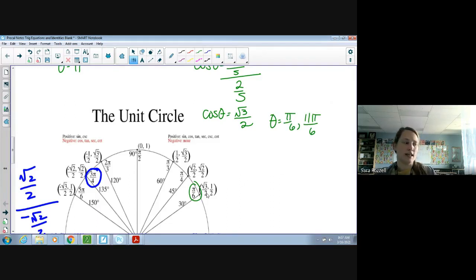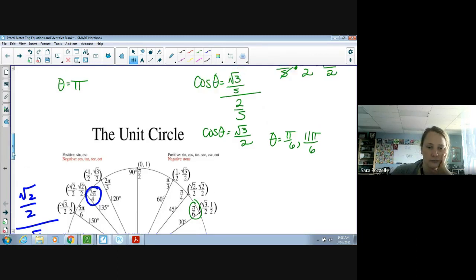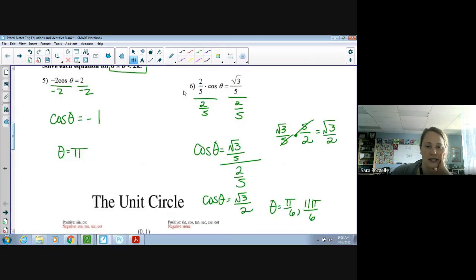The difference between this and your inverse trig functions is that with inverse trig functions, you were only finding one of these. Like cosine, remember, was limited to the first two quadrants. Sine and tangent were limited to the first and the fourth. But for this, you're looking around the entire circle. So everybody good on number 6?